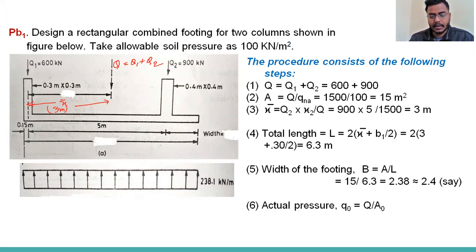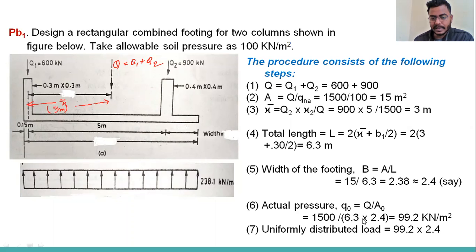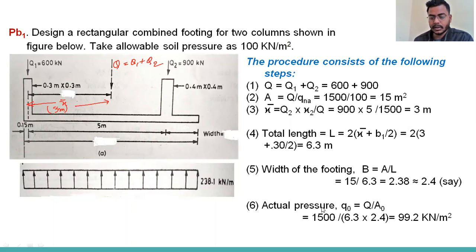Now we can calculate the actual pressure by dividing the total load by the actual area. You can see here the actual area is 6.3 into 2.4, not 2.38, but 2.4. Suppose you have provided 2.5, then you will write 2.5, not 2.38, right? By multiplying these two quantities, we get the actual or provided area. So the actual pressure is 99.2 kilonewton per meter square.